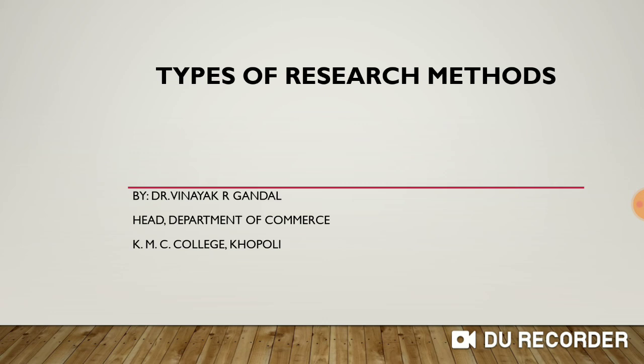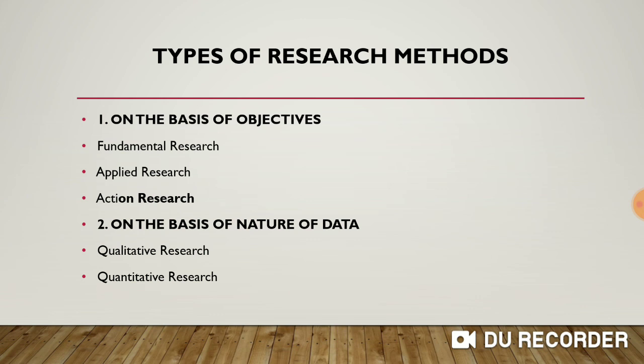Okay, so understanding of types of research method is very important from the researcher's point of view. First of all, I'm going to highlight different types of research methods which researchers normally use. The first type of method is types of research on the basis of objective. It consists of fundamental research, applied research and action research.